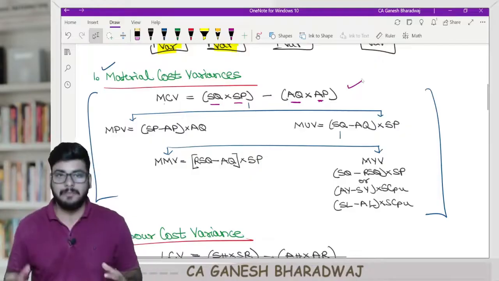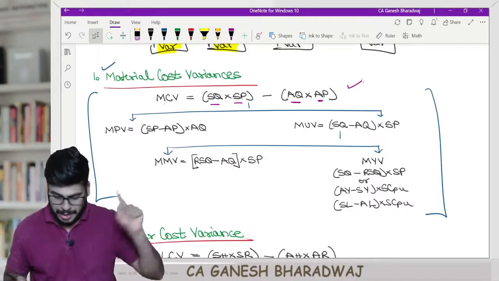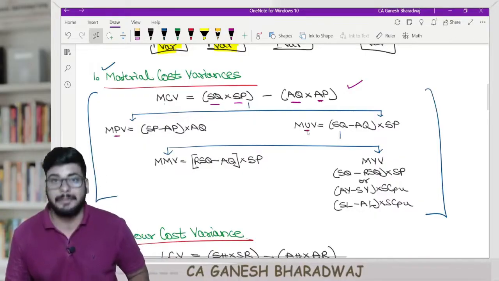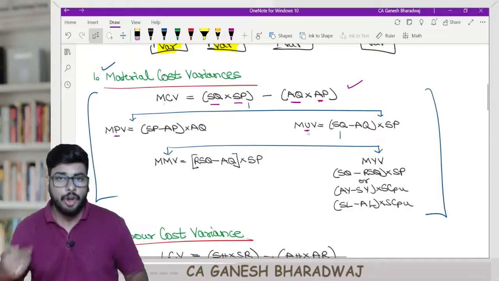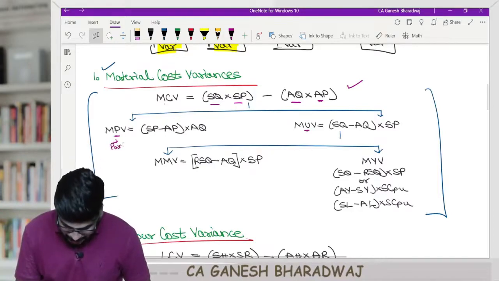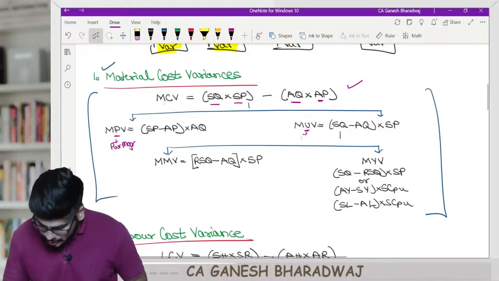Now, in this material cost variance, it could be the responsibility of 2 parties. One is the material price variance. The other one is called the material usage variance. Now, come on, tell me, who is responsible for the price variance? Obviously, the purchase manager. Clear with this? And who is responsible for usage variance? Usage variance is the responsibility of the production manager.